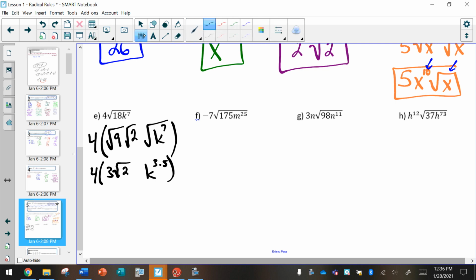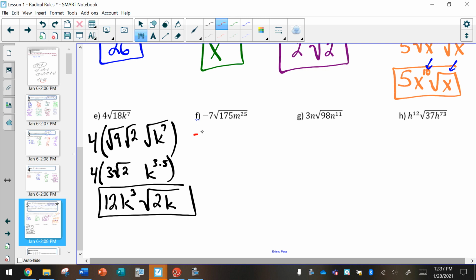The k to the 3.5 means that an exponent of 3 gets used on the k, and that goes in front of our radical. The 2 that was left over from the 18 goes back inside. Remember that the extra decimal 3.5, the 0.5 part, means there's still a k in my radical. So k to the 3, and then radical k is the 0.5 portion of that term.